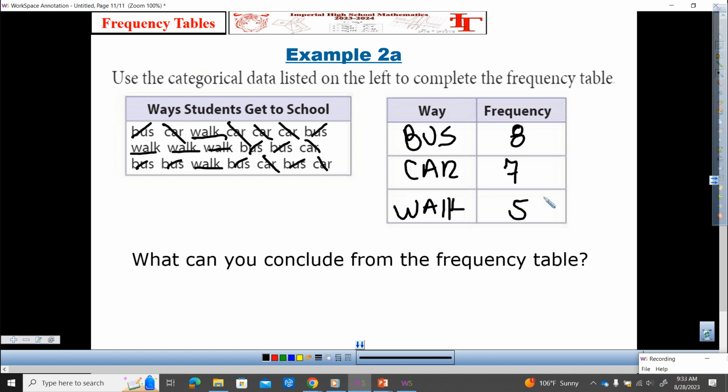Straightforward, fairly simple. Okay, but here goes the doozy though. What can you conclude from the frequency table? Look at it. If someone was to ask you to summarize an idea from that table, what would you say? Tell your neighbor, please. What would you say in regards to the situation?